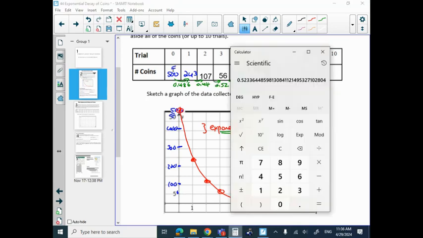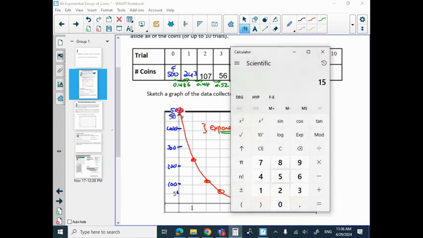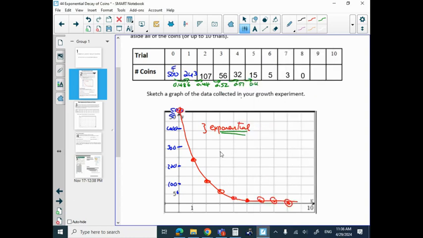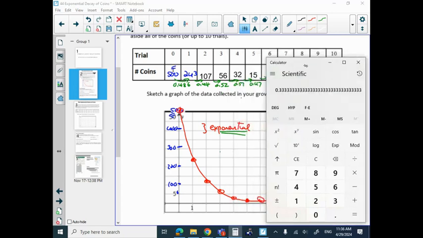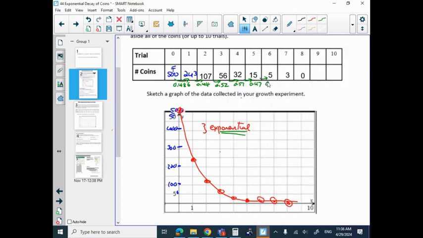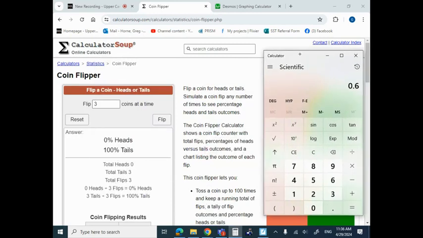32 divided by 56. We're just looking to see if there's a common multiple along the way, which there certainly pretty much is, 0.57. And I'll show you a trick at the end here too. So 15 divided by 32, 0.468, so 0.47. Then a little bigger drop this time, 5 divided by 15, 0.33. 3 divided by 5, sorry, is 0.6.